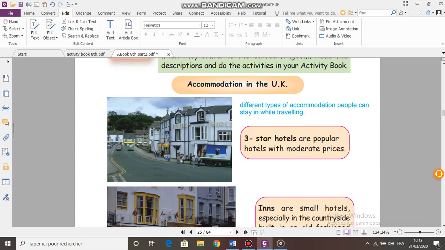Okay, the first picture. These are 3-star hotels, popular hotels with moderate prices. So what does it mean, moderate prices? Expensive or not? Expensive or cheap? Yes, moderate means not very expensive, not excessive, or let's say affordable. It means that we can pay for it. It's not very expensive. So this is the first type.